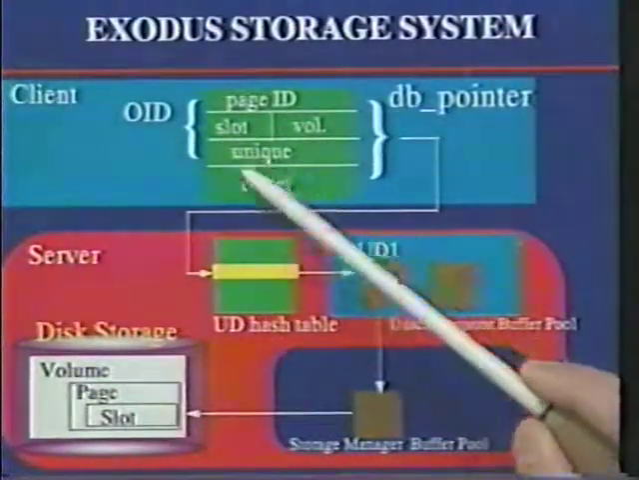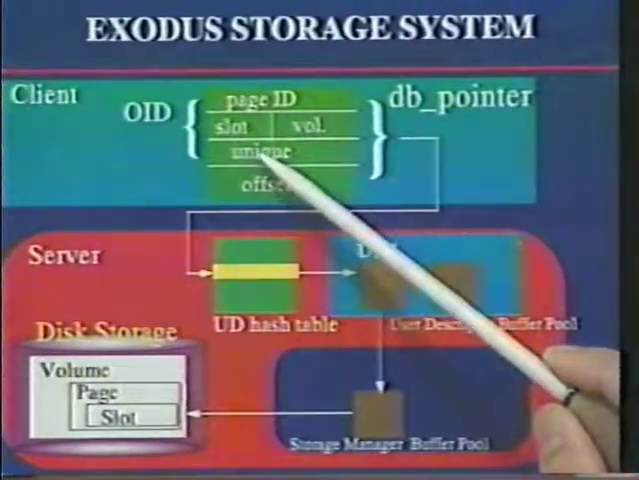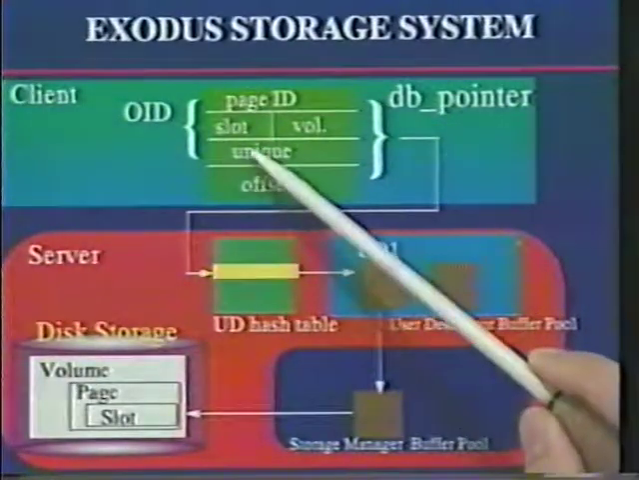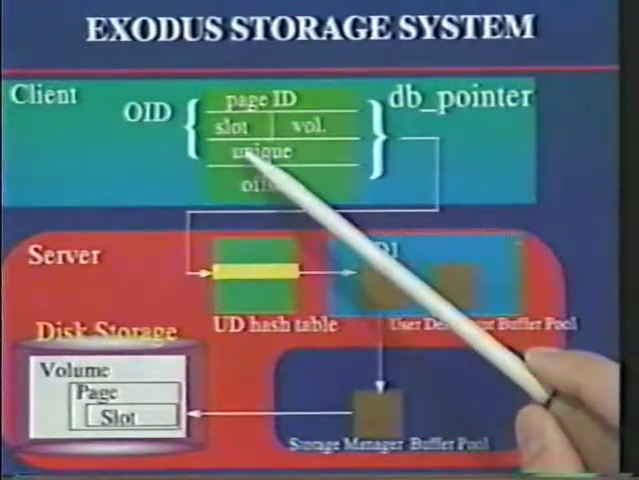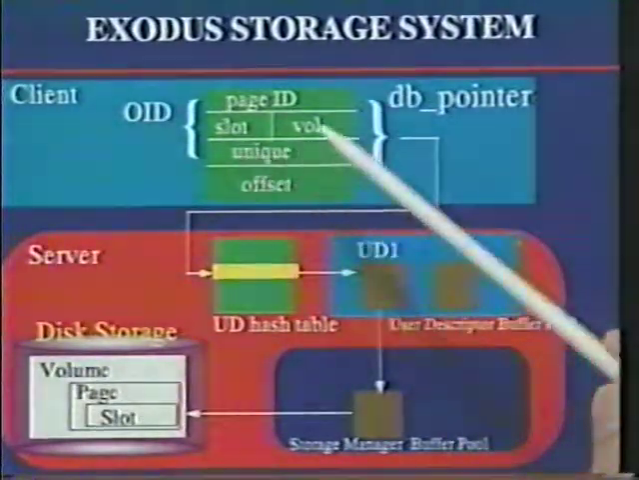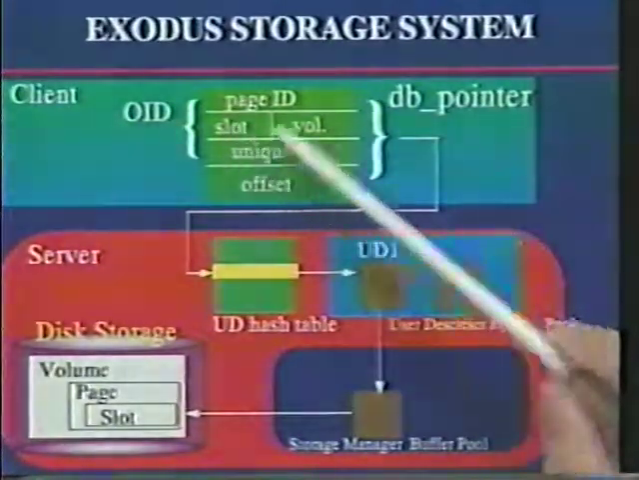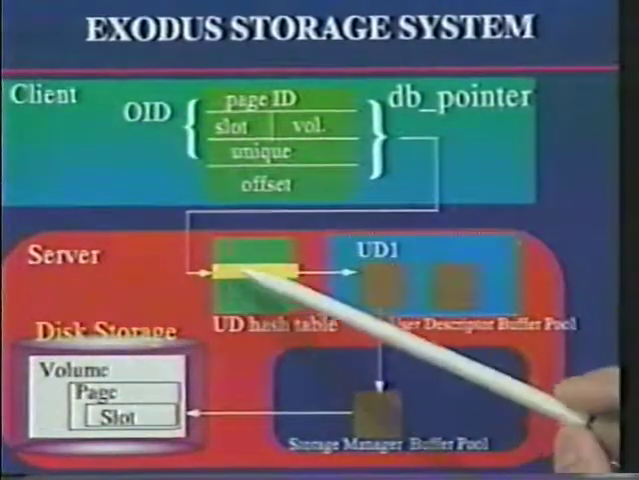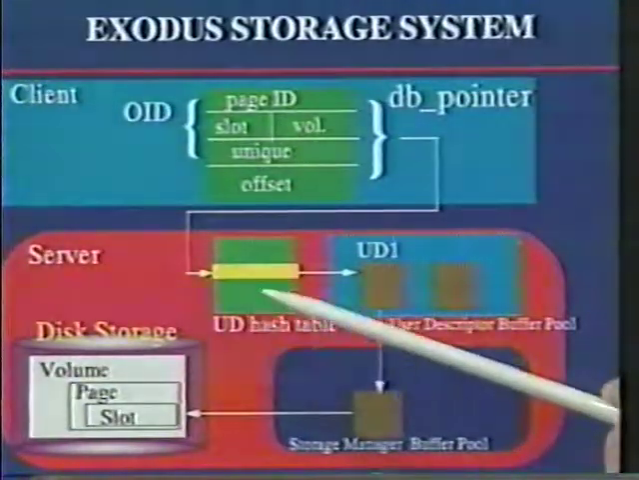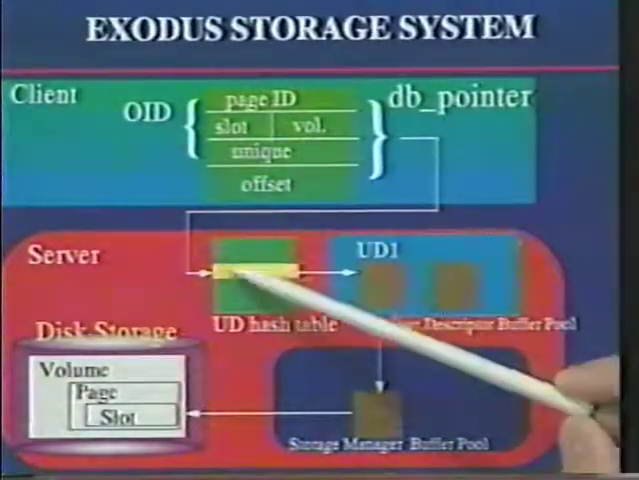And there are two other numbers here, the unique and the offset, which are a little more complicated to discuss. However, this is so that if this object is deleted, it makes sure that there are no duplicate references to this object. So here we take the object ID and transfer it to the server through this process, where there is a unique descriptor, a user descriptor hash table, and this is mapped to this hash table.